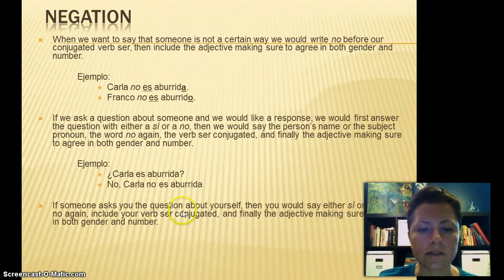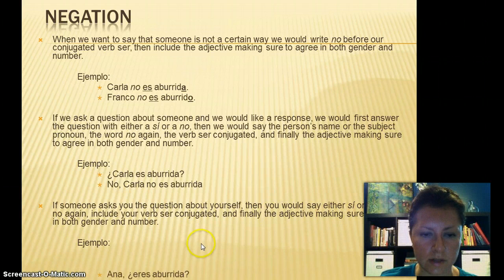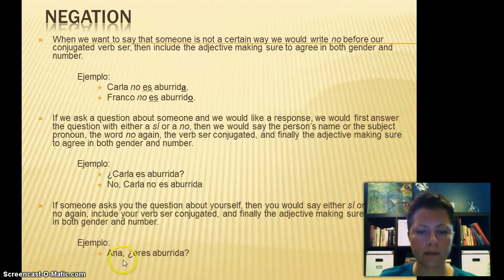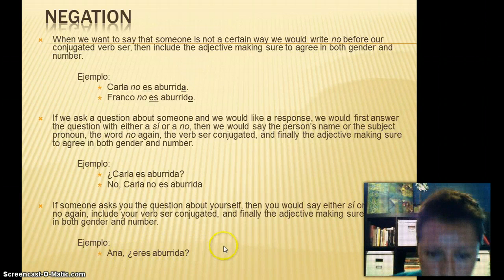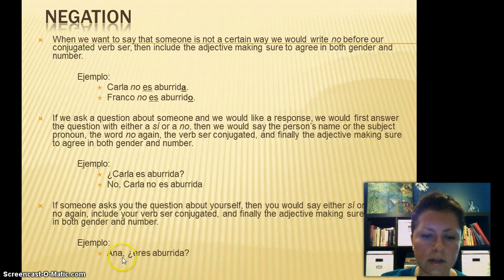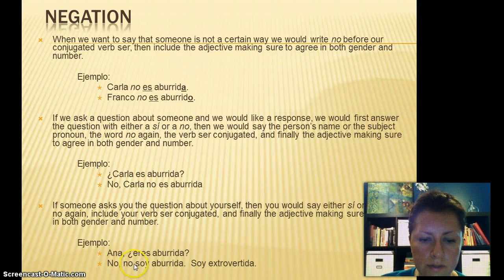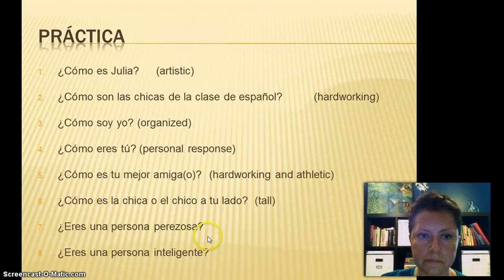If someone asks you the question about yourself, then you would say either yes or no. Say no again, include your verb conjugated, and finally the adjective, making sure to agree in gender and number. So the example, Ana, comma, are you boring? Are you a boring person? And I know I'm talking to Ana because of this comma here. And she would say, no, I am not. Notice no is put here before the conjugated verb. No, I am not boring. I am extrovert. Okay, careful with this one here.